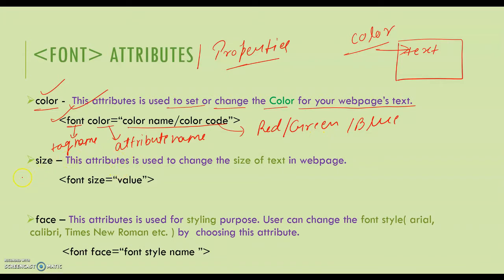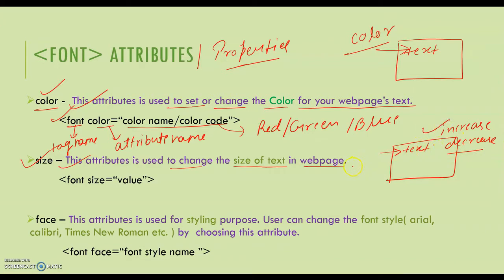Now I'm going to discuss the second attribute, the size attribute. This attribute is used to change the size of the text in a web page. So this is the web page, and suppose this is the text. If you want to increase or decrease the size of the text, you can do that. And there is an important note about the maximum size.